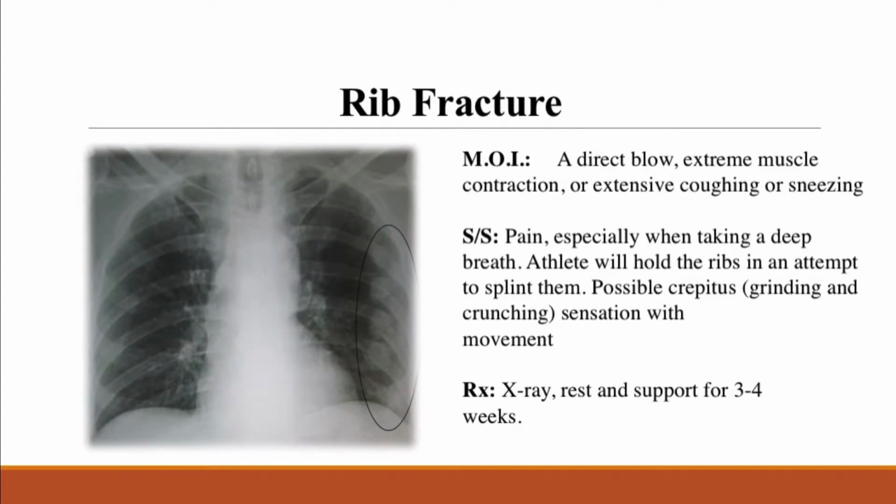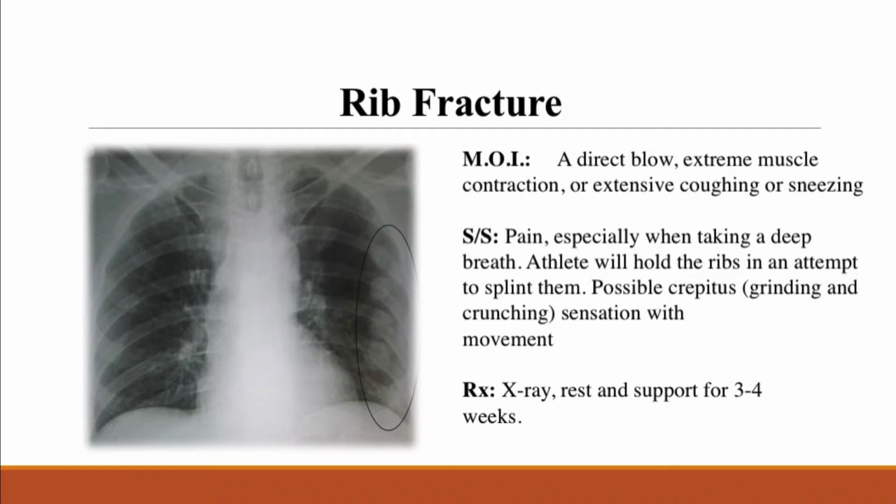A blow to the rib cage can contuse intercostal muscles or produce a fracture. Rib fractures are not uncommon in sport and are most prevalent in wrestling and football. Most fractures are from a direct contusion, but they can also occur from a violent muscular contraction. Sometimes rib fractures occur from forces caused by extensive coughing and sneezing.